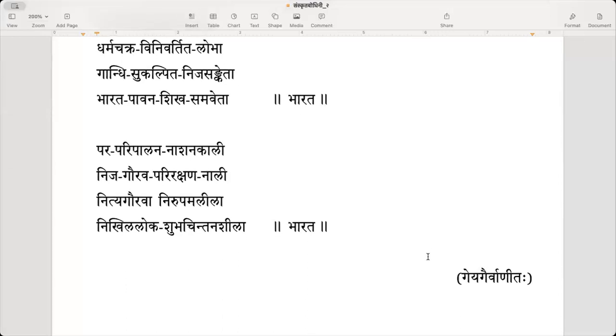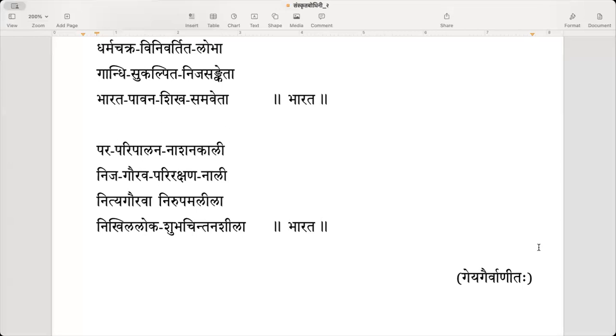Then para paripalana nashana kali. Nija gaurava parirakshana nali. Nitya gaurava nirupama lila. Nikila loka shubha chintana shila. So, para paripalana nashana kali: she is ferocious like Kali, destroying the enemies. She is like Kali in the destruction of the rule of others. Para means enemy, so shatrunam paripalanasya nashane sa Kali.